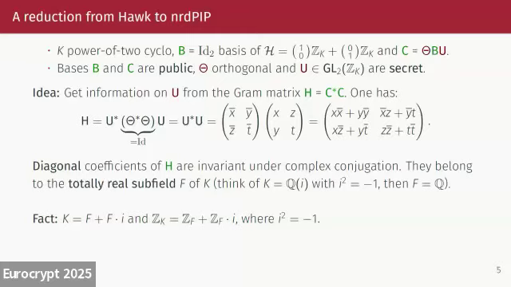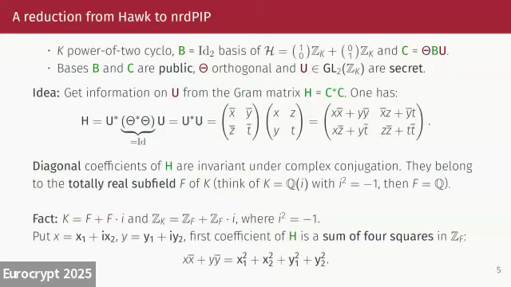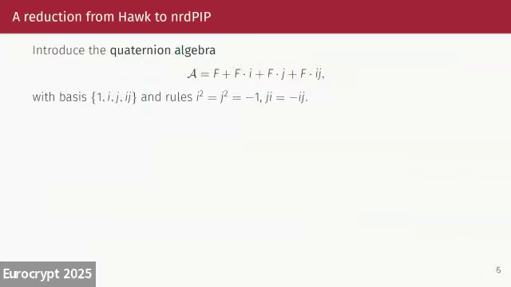So in fact, for power of 2 cyclotomic fields, we have K equals F plus Fi, where F is the totally real subfield. So if we write X equals X1 plus i X2, and same thing for Y, then we see that the first coefficient of H is the sum of 4 squares in ZF. And seeing a sum of 4 squares, you may think of quaternions.